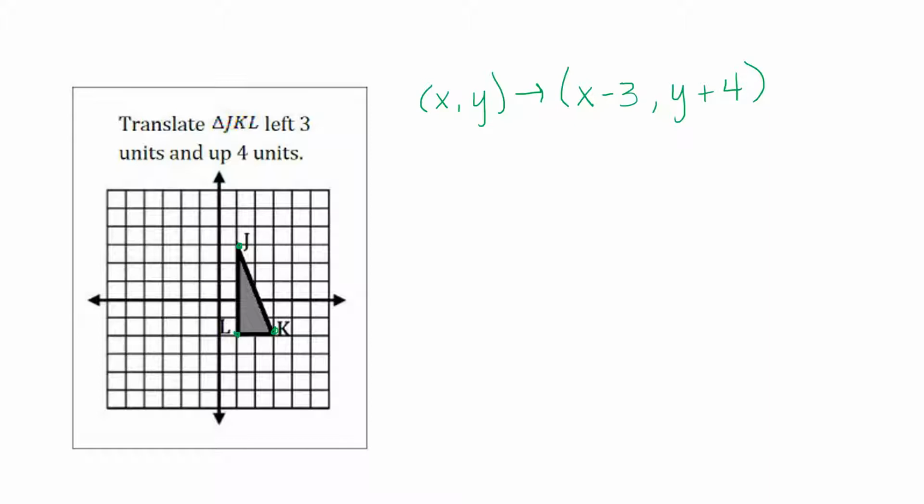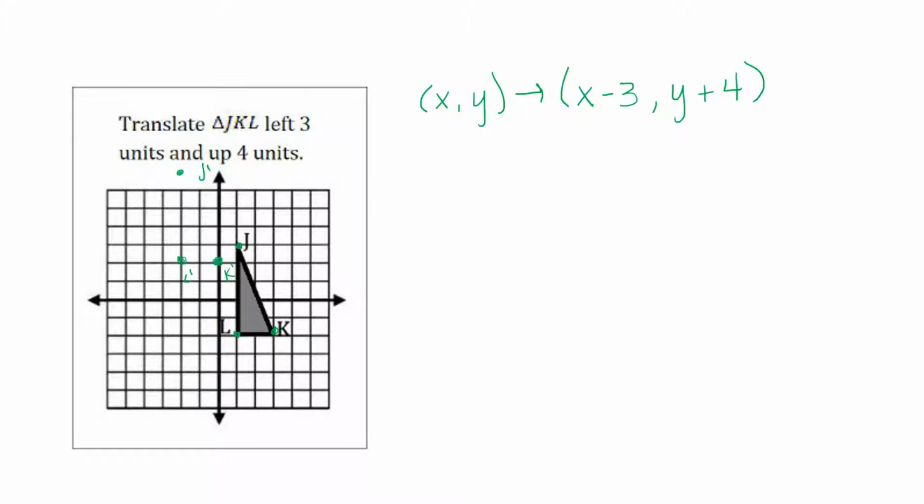I'm going to take each individual point and move it left 3 and up 4. I'm going to start with J and go left 3, so 1, 2, 3, and up 4. And that's going to take me just a little bit off my graph. So that's going to be J prime. And then when I look at L here, again, we're going to go left 3 and up 4, and that's going to be L prime. Same thing with K. I'm going to go left 3 and up 4, and that should be K prime.